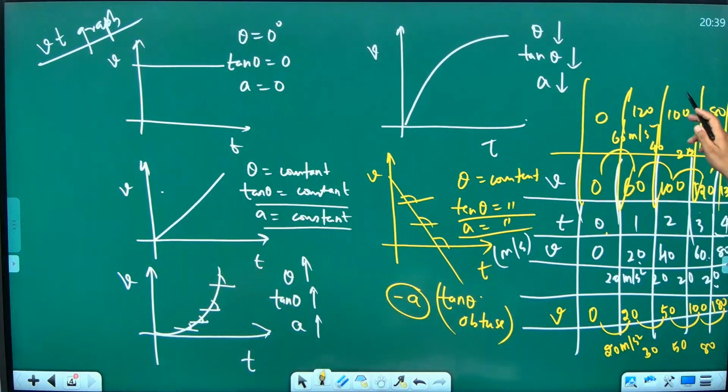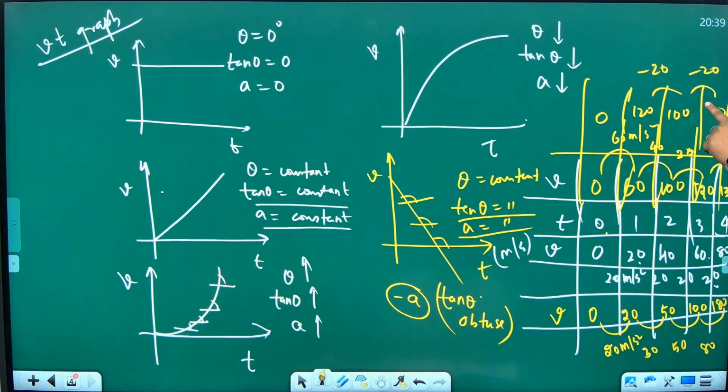Now you see. Now it became how much? Minus 20. How much? Again minus 20. What will happen next value? 60, 40, 20, like that. So now you see that acceleration is constant. How much? Minus 20 meter per second square.